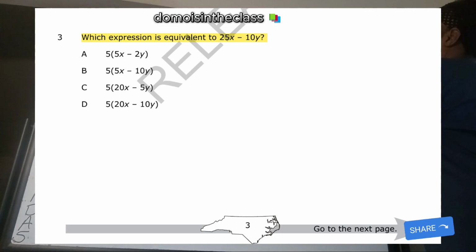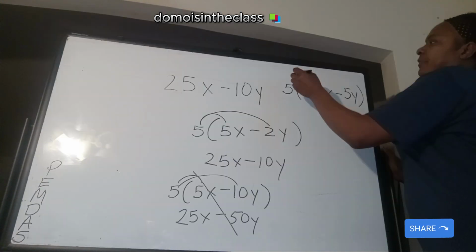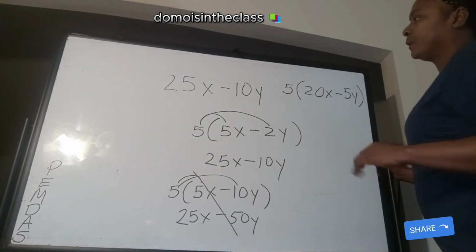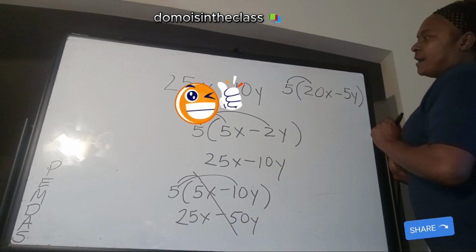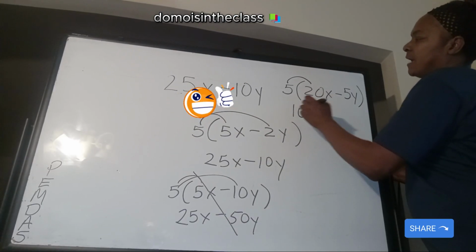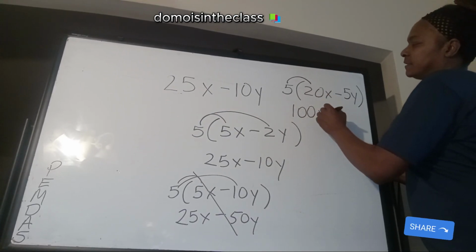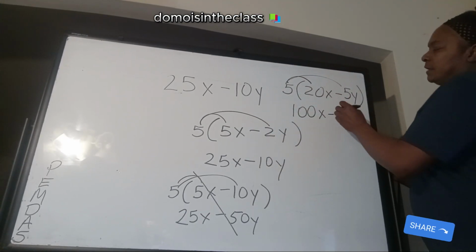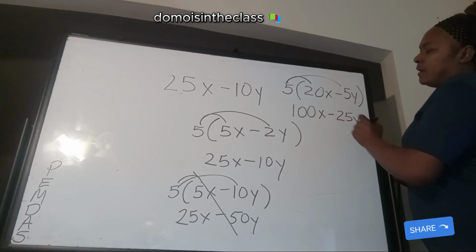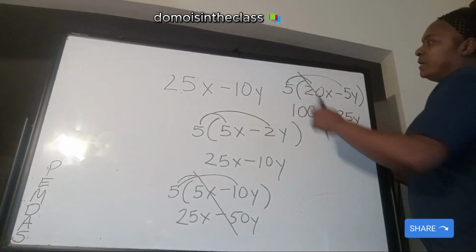So choice C. We have 5 parentheses 20x take away 5y. Doing the distributive method, when we have a 20, we can still look at this as 5 times 2. Right, we get 100. Exactly. Great job. Because 5 times 2 is 10, and we just add that last 0. And that gives us the 100x. And then 5 take away 5 times 5 is 25y. And we get 25y, which is not what we needed.